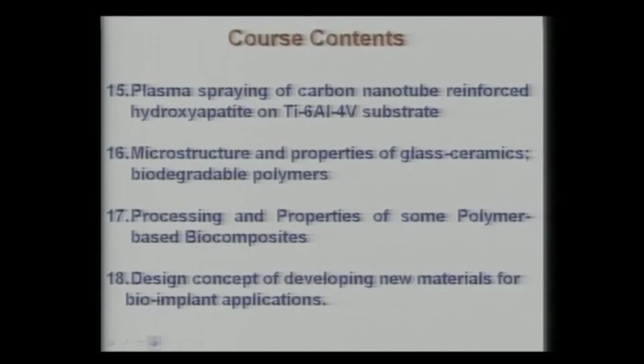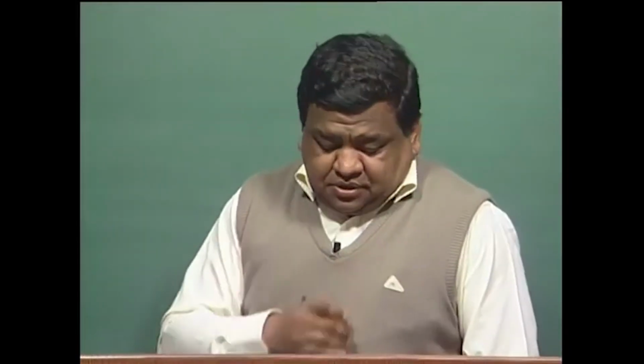like high density polyethylene based ceramic composites, and lastly we will be dealing with what are the design concepts for developing new materials for bioimplant applications, like what are the different property requirements and how these properties can be optimized, and how to process the different implant materials with desired combination of both physical as well as biological properties. Those will be discussed towards the last few lectures.